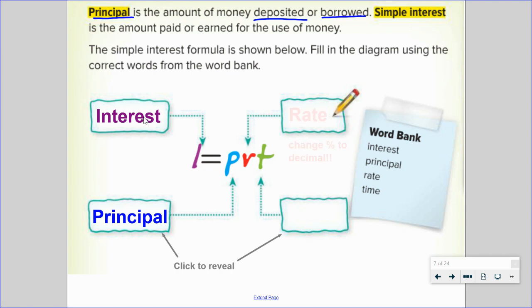Important thing here for rate. Rate is always written as a part, a piece, a portion. Meaning, if you have a percent, like 2%, you need to change it to either a fraction or a decimal. Last but not least, when it comes to simple interest, time is always, always, always written in years. So if you are given months or decades or centuries, then go ahead and change those numbers to years.